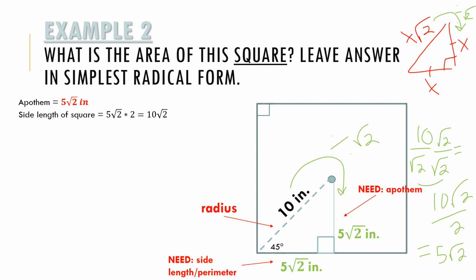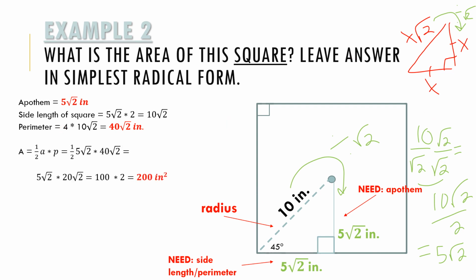I know my side length is 10 square root of 2, right? Because we have a 5 square root of 2, and then we have to double that for the whole side length. Don't skip that step. That's one of the most easily missed and forgotten steps in this process. So then the perimeter, if it's 10 square root of 2 for a whole side length, is going to be 40 square root of 2 because we just multiply it by 4.